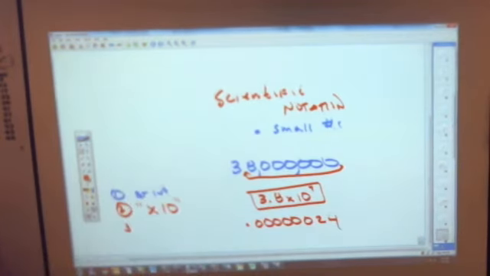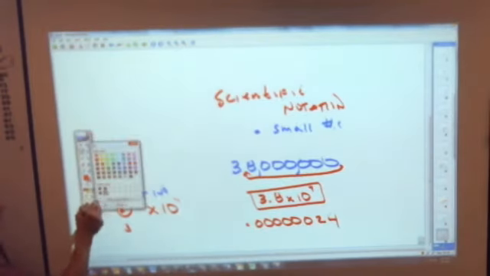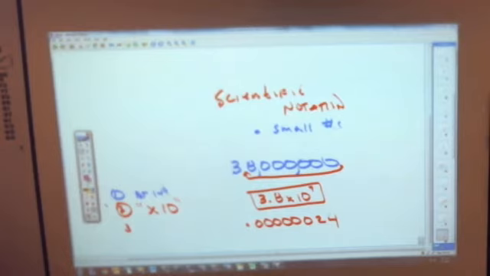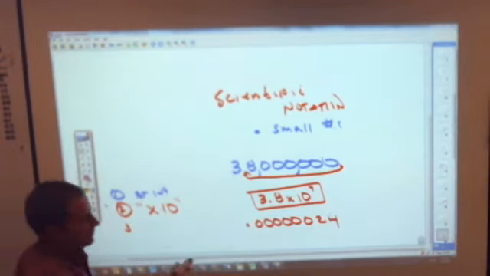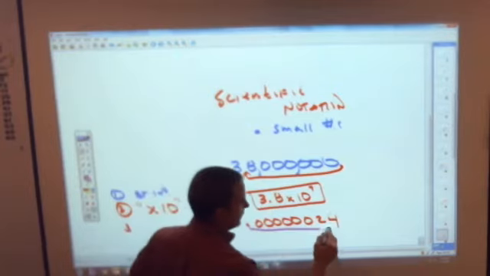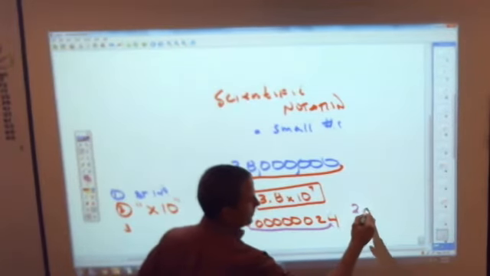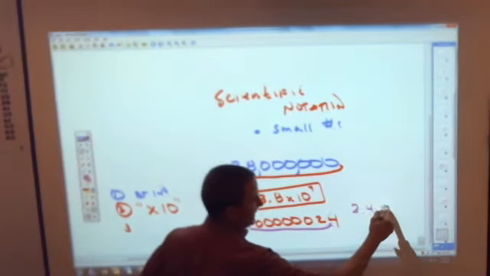Okay. The rules are the same. I need to move my decimal so that it becomes a number between 1 and 10, which would put my decimal where? Right, it goes all the way from here. I move it all the way there. My number becomes 2.4. I still write down times 10.